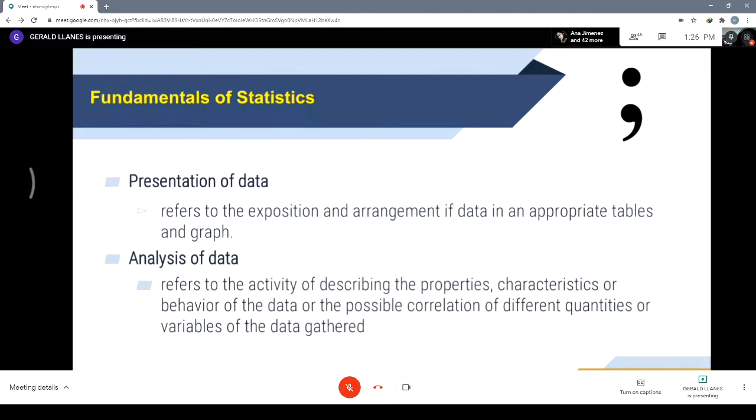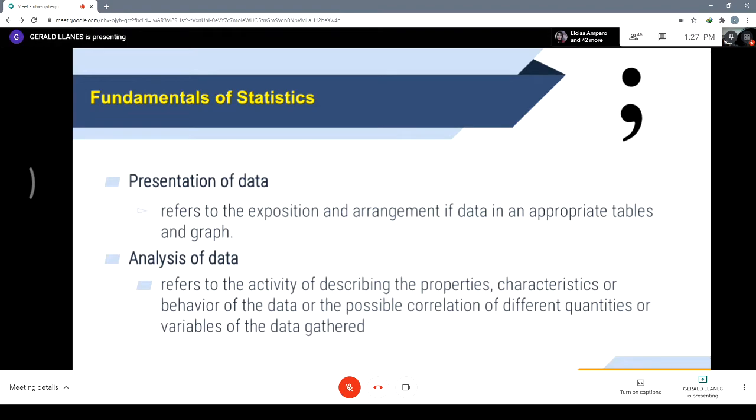Like for example, does variable 1 influence variable 2? Does variable 2 influence variable 1? Or are the two variables related to each other? Meron ba silang relationship with regards to their movement? Are they directly proportional? Are they inversely proportional? Halimbawa, kapag ba magaling ang estudyante sa mathematics, meron ba siyang relationship sa galing niya sa English? Pag magaling ba sa math, automatic, dapat magaling din sa English and vice versa? Or pag magaling ba sa math, mahina sa English? Or pag magaling ba sa English, mahina sa math?